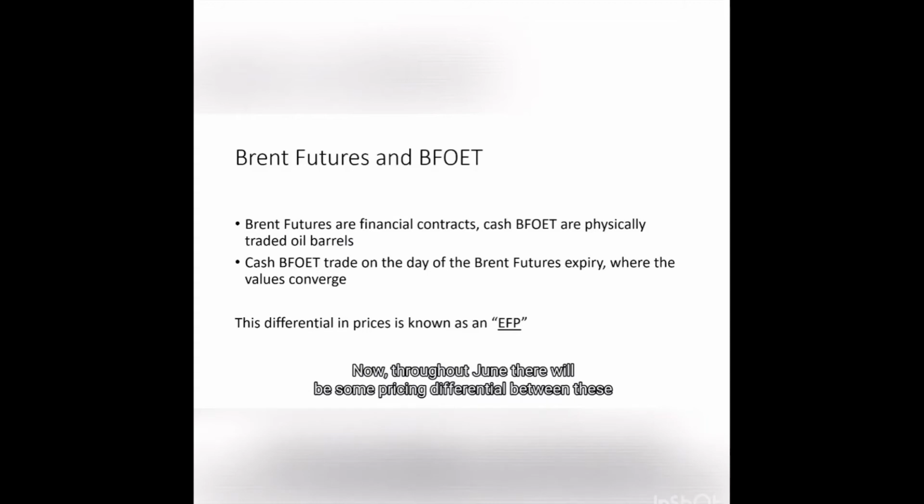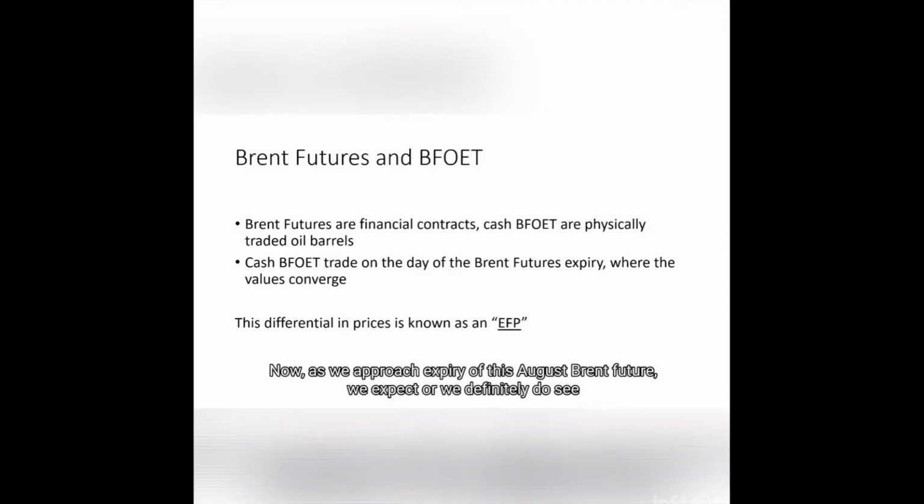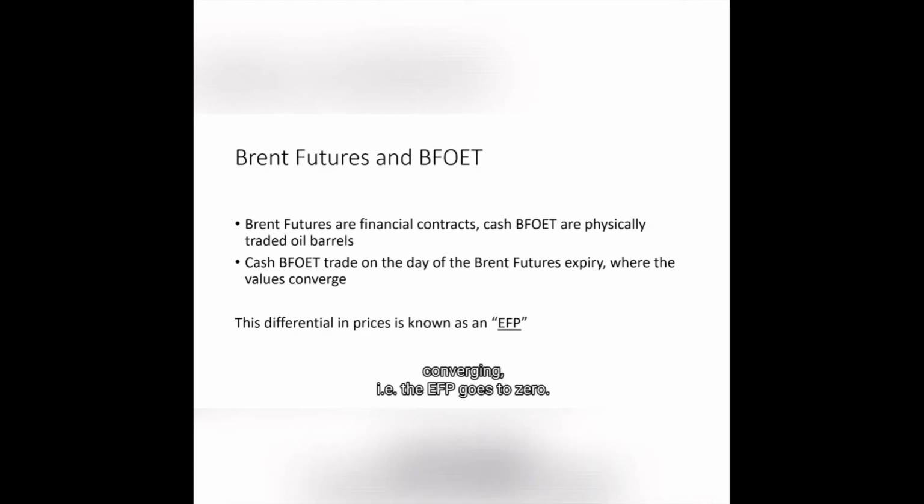Now, throughout June, there will be some pricing differential between these two contracts, which usually varies from, I would say, around plus 8 cents BFOET to around 15 cents. As we approach expiry of this August Brent future, we definitely do see the relationship between the two individual components converging, i.e. the EFP goes to 0.